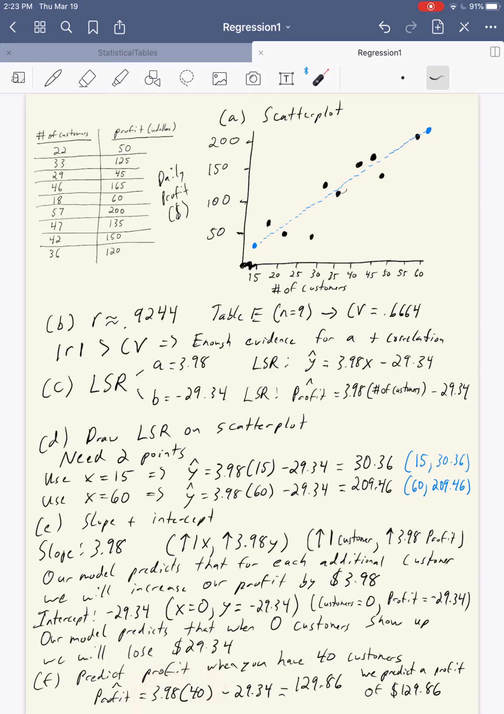In our next video, we'll be talking a little bit more about these predictions, specifically some of the limitations to these predictions and some of the things we need to be careful with. And we'll do another example running through building the LSR and then using and interpreting the results of that LSR.